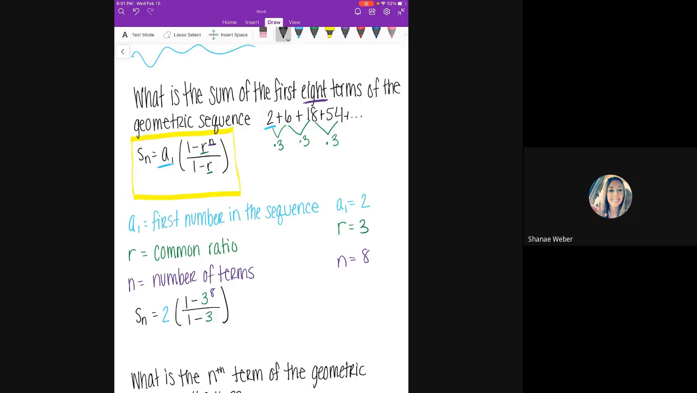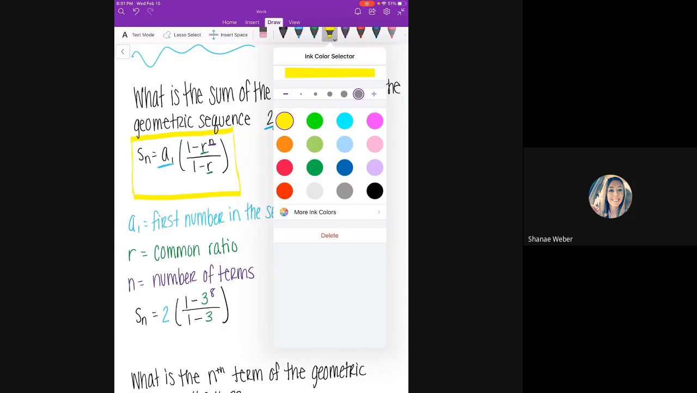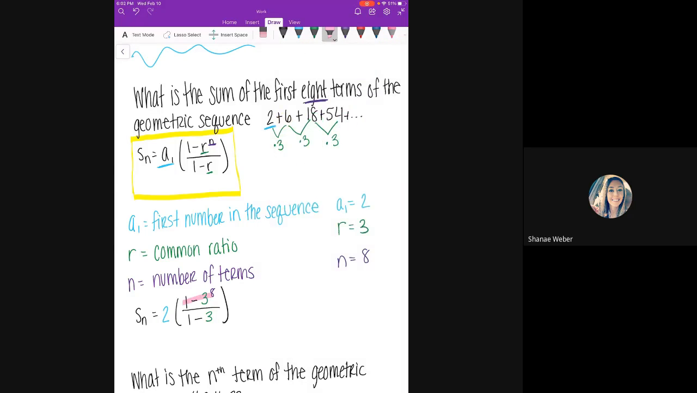Okay, so I just plugged in those numbers. Now, in order to start simplifying this, you do need a calculator. I highly recommend the Desmos Scientific Calculator. You can get it as an app on your phone, or you can Google it and just use it there. So the first thing I want to simplify, I'll highlight it in pink, is 1 minus 3 to the 8th power. Let's simplify that numerator first, and then we'll simplify the denominator.